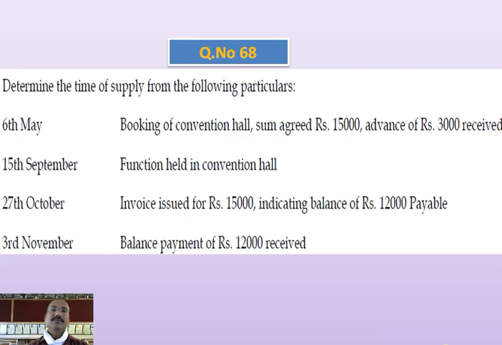So more than 10,000 rupees there. As per the rule, more than 10,000 rupees for a convention hall is taxable. So it was taxable. We need to find the time of supply for that. So 15,000 rupees is the convention hall. Out of that, how much advance was received? 3,000 rupees advance received. 15th September function held in the convention hall.